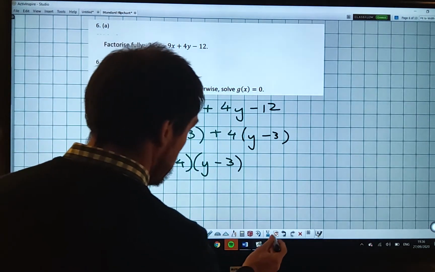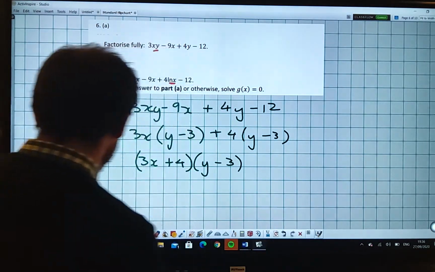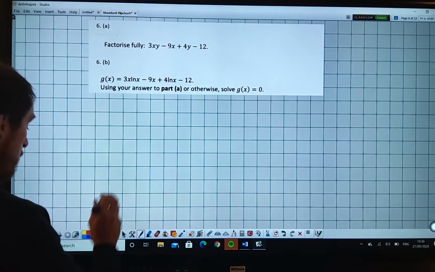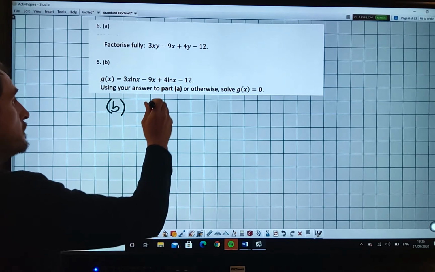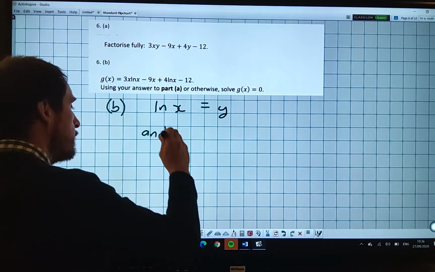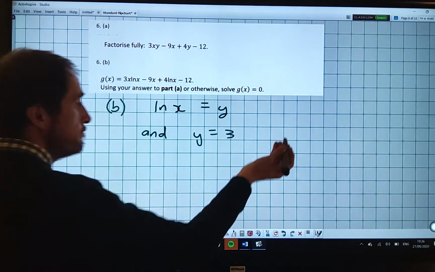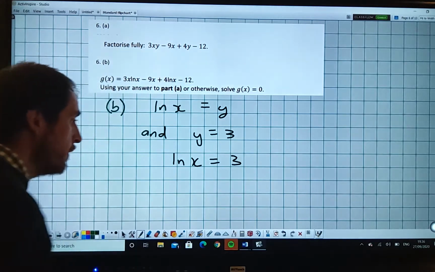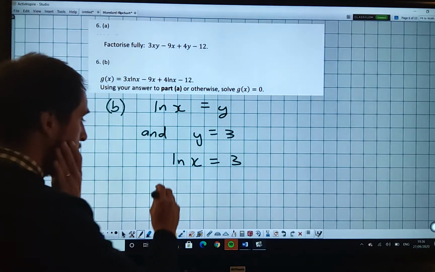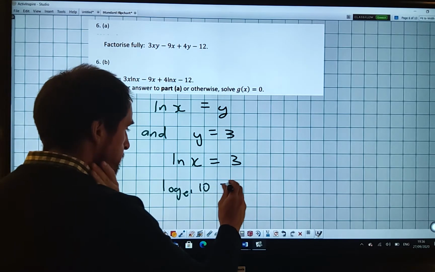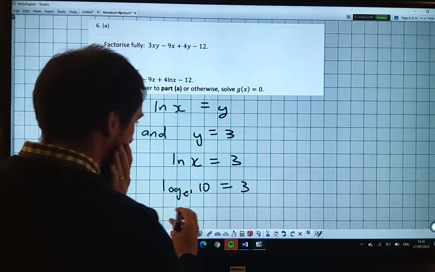So I can just then create the query for part B. I can do this. So from part A, I know that ln x is equal to y, and y is equal to 3 from part B. So ln x is equal to 3. Now, ln x, that's really just, look, log to the base e of 3.